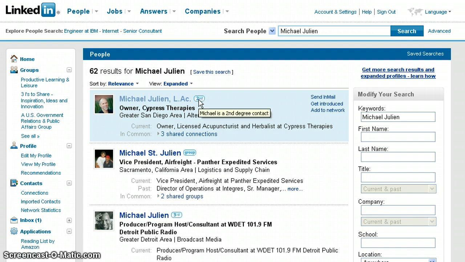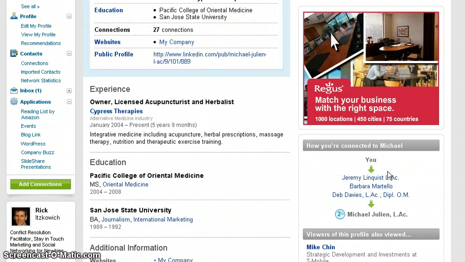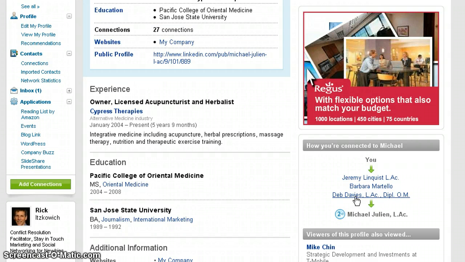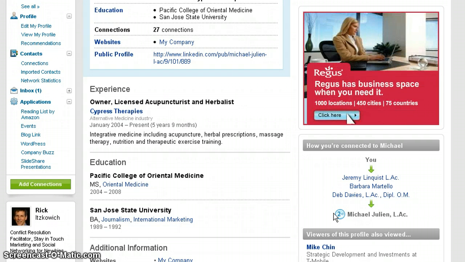Now, as you can see over here, he is 2 degrees away. That means that I am not connected to him directly. However, somebody in my network is. So let's find out who that is. And sure enough, there are 3 people connected to Michael Julian: Jeremy Lindquist, Barbara Martello, and Deb Davies. I know all 3 of them, and I could ask all 3 of them to do an introduction to Michael Julian. What I would do is I would send them an email.